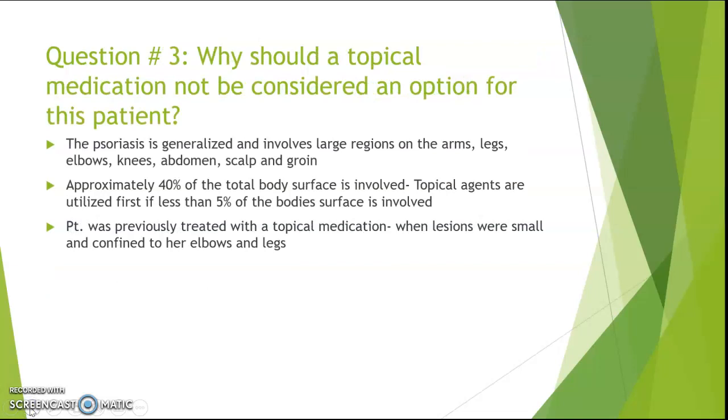Question number 3. Why should a topical medication not be considered an option for this patient? A topical medication shouldn't be considered for the patient because of the amount of body surface area that is involved in the psoriasis outbreak. The psoriasis is generalized and involves large regions on the arms, legs, elbows, knees, abdomen, scalp, and groin. Approximately 40% of the total body surface is involved. The patient was previously treated with a topical medication when lesions were small and confined to small regions on her elbows and legs.